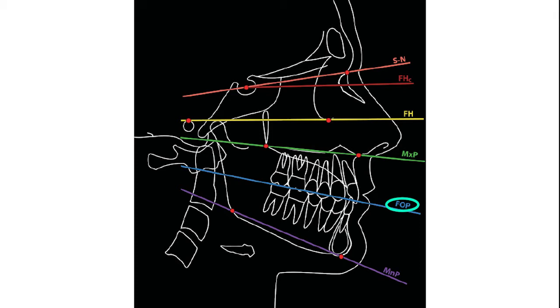The first is the maxillary occlusal plane, MXOP. It is a line joining the maxillary first permanent molar cusp tip to the incisor edge of the maxillary central incisors. The second is the mandibular occlusal plane. MNOP is the abbreviation of this plane, and it is defined as a line joining the mandibular first permanent molar cusp tip to the incisor edge of the mandibular central incisors. The third and final one is the functional occlusal plane, FOP.